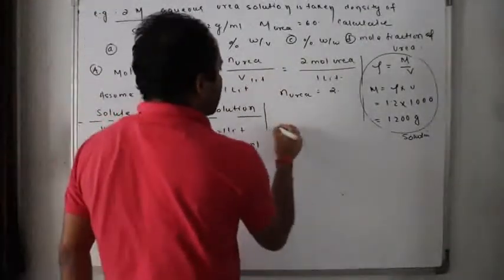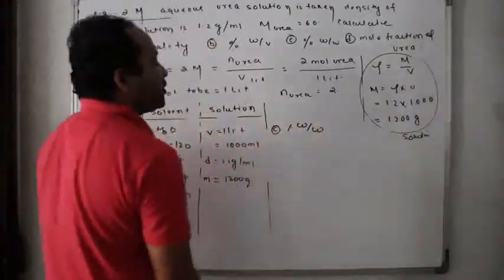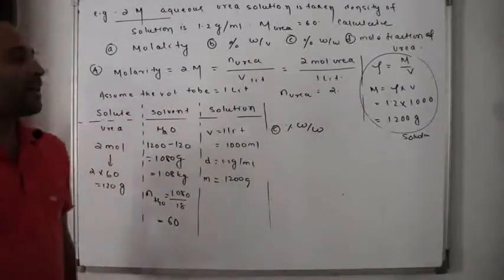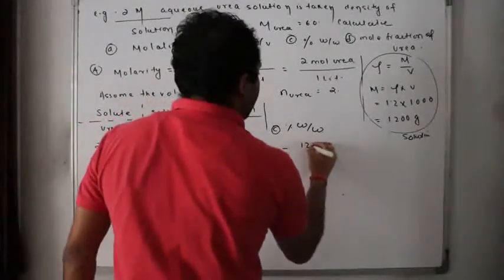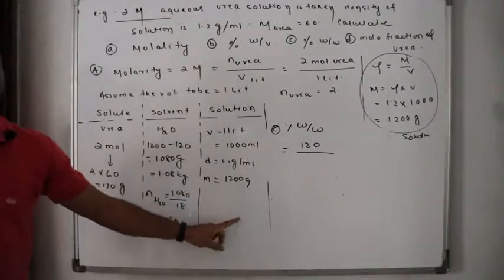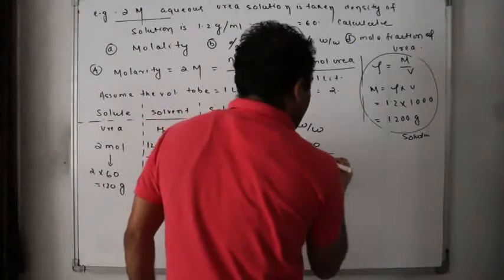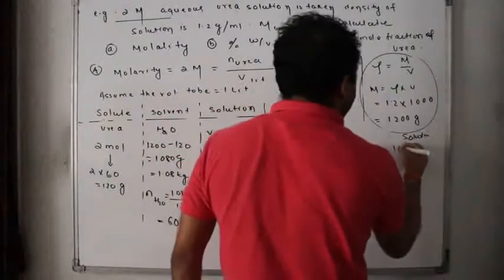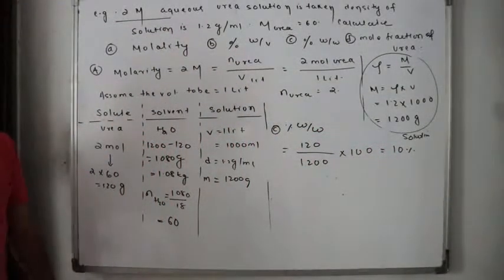Third question, question number C. Percentage weight by weight: weight of the solute by weight of the solution in grams. The weight of the solute is 120. The weight of the solution in grams is 1200. So 120 by 1200 into 100. That is 10%. Say yes or no? Clear?